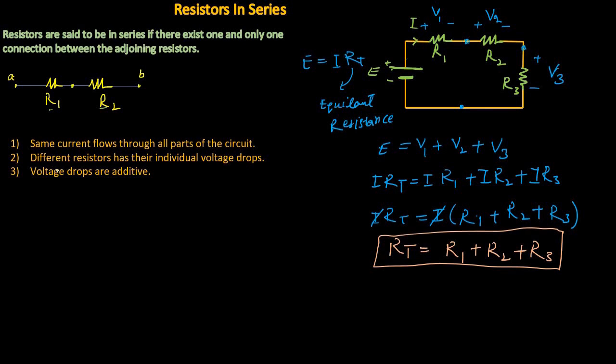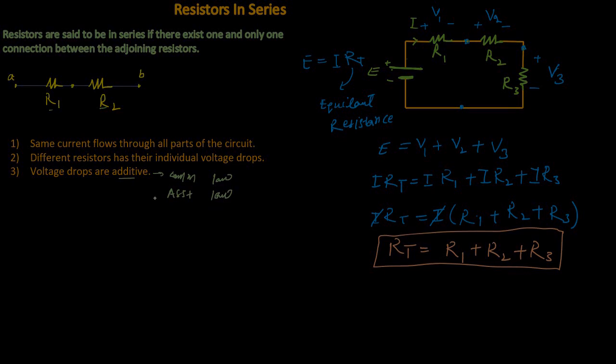Now according to the second point, different resistors have their individual voltage drops. So the higher the resistor, the higher will be the voltage drop across the resistor, and the lower the resistor, the lower would be the voltage drop across the resistor. According to the third point, the voltage drops across each resistor in a series combination are additive. By additive we mean that it satisfies all the laws of addition, which are the commutative law, the associative law, and all the other laws of addition.